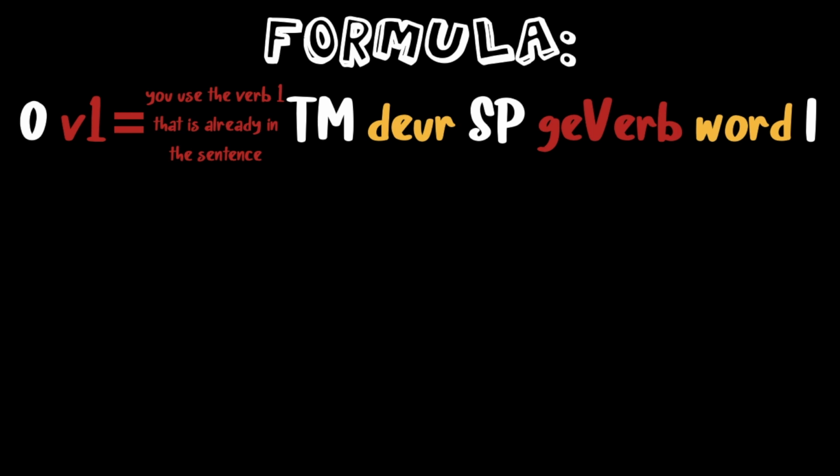So it's object, verb 1, you use the verb 1 that is already in your sentence. So the helping verb they gave you, you use it exactly as it is. Do not change it. Time, manner, deur, subject, place, geverb, word, infinitive.